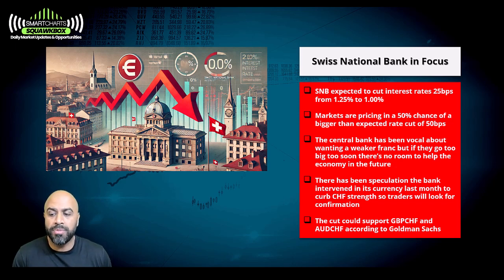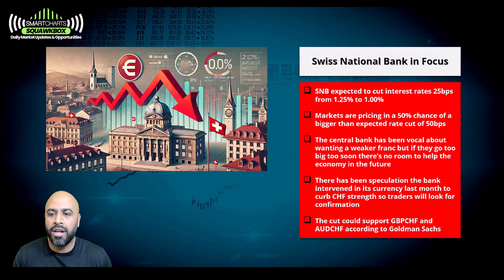And the cut could be supportive of pound Swiss and Aussie Swiss towards the upside, according to investment bank Goldman Sachs. Now, we know interest rate policy has a big impact on the direction of currency pairs. The reason for that is simply because of interest rate differential strategies being done by institutional money market fund managers, where they borrow money in low interest rate countries and park that money into high interest rate countries. So it has a big impact on the flows of the currency market as everyone's moving their money around between different countries.